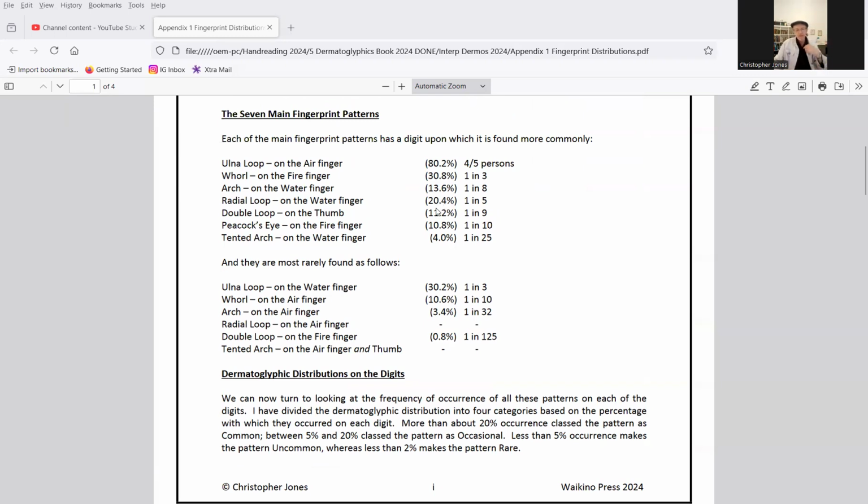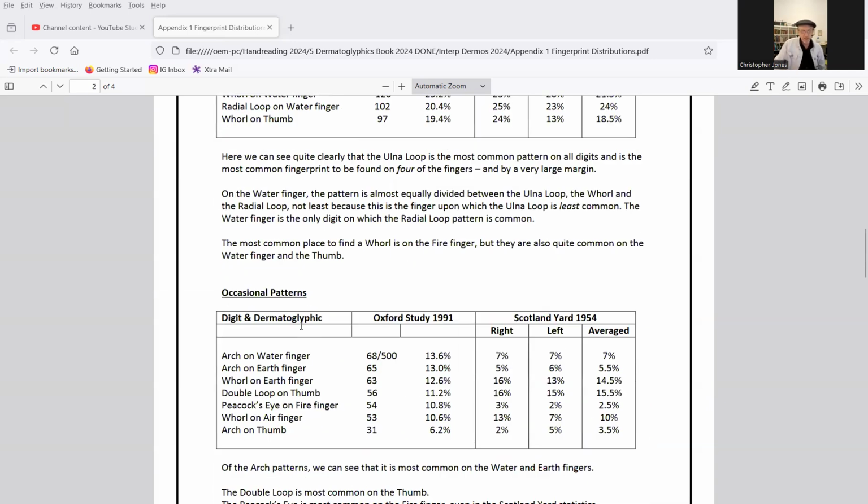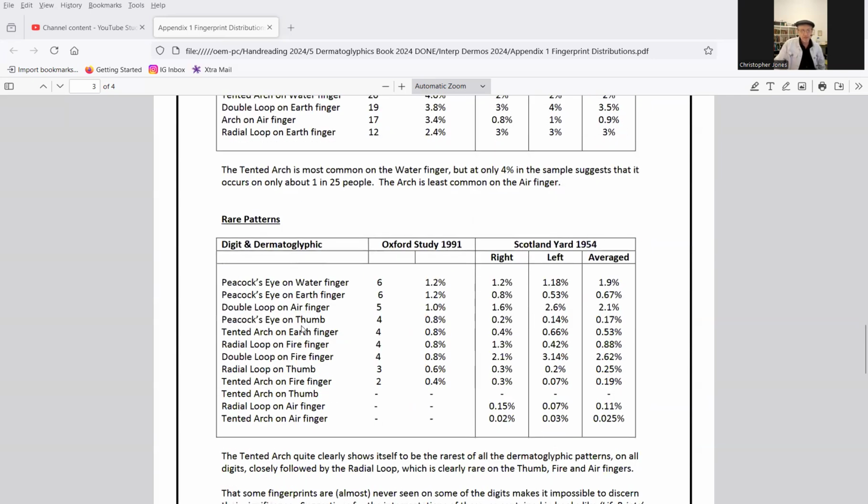So Beryl Hutchinson's finding of 25% is quite high, but the radial loop only occurs commonly on the index finger, or the water finger, and never occurs on the air finger or the thumb either. It's most rare on the air finger. Let's go back down here and we can see the rare patterns. The radial loop on the air finger, I've never seen one on there. Radial loop on the thumb, 0.6% in my studies.